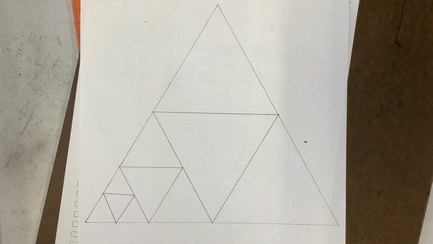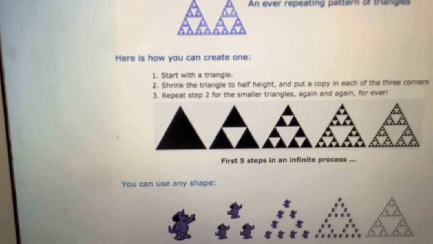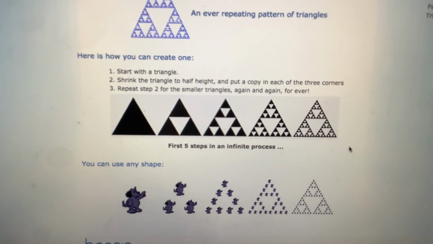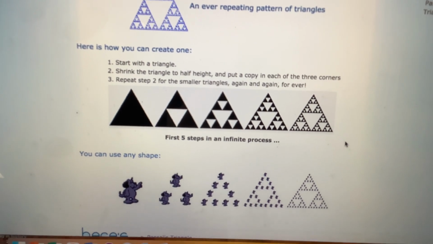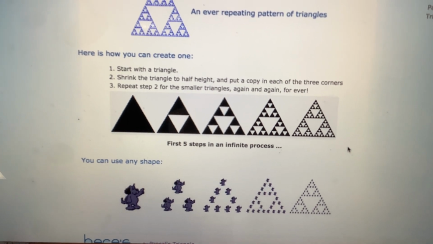Okay, so let's see. I was going to show you a picture first of all, but then I have to find it. There it is. Okay, Sierpinski's triangle. Apparently you can use any shape if you want to, but again, it's a fractal. So start with a triangle, and then more and more. They colored them in, and you can just keep going and keep going.